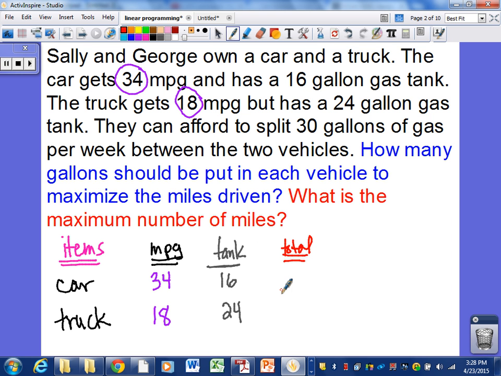So the total number of gallons of gas they have is 30 gallons. That doesn't go with the car or the truck. It goes with both of them. It goes with the car and the truck. Together they have 30 gallons of gas.